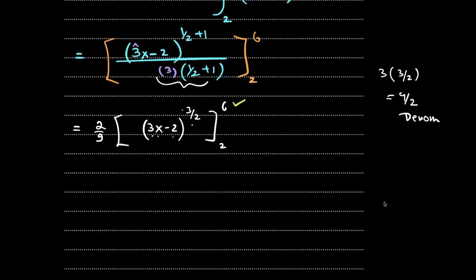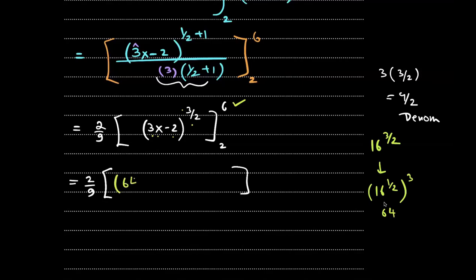16 raised to power of 3 over 2. So 16 raised to power of 3 over 2 is basically 16 raised to power of half, raised to power of 3. That is 4 raised to power of 3, which is 64. So this is 2 over 9. And let me write down the first bracket, which simplifies to 64.